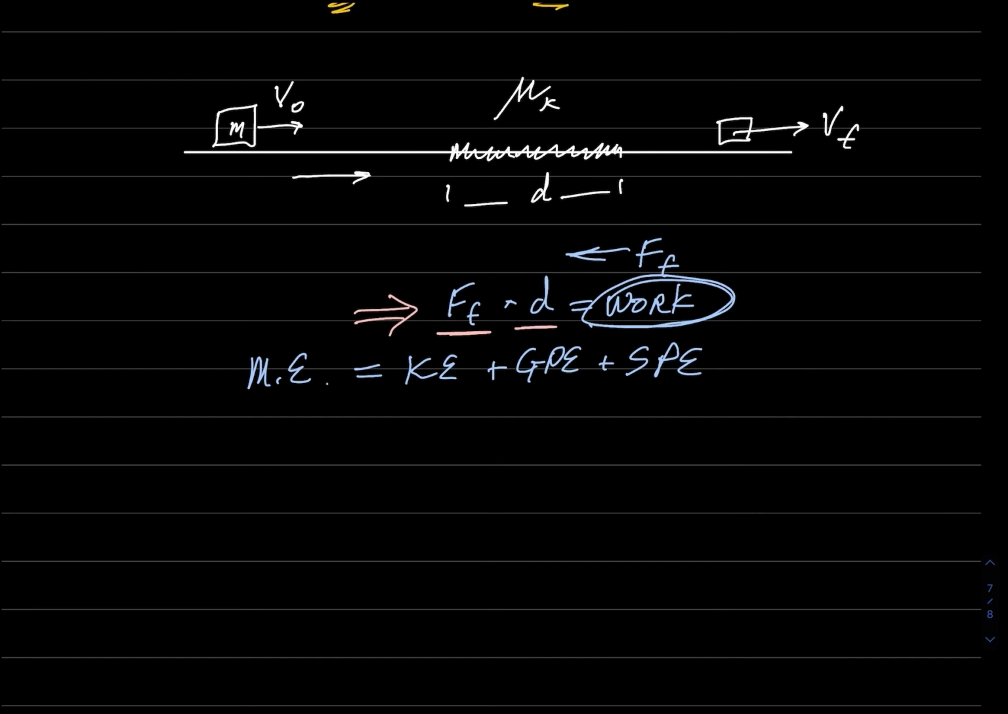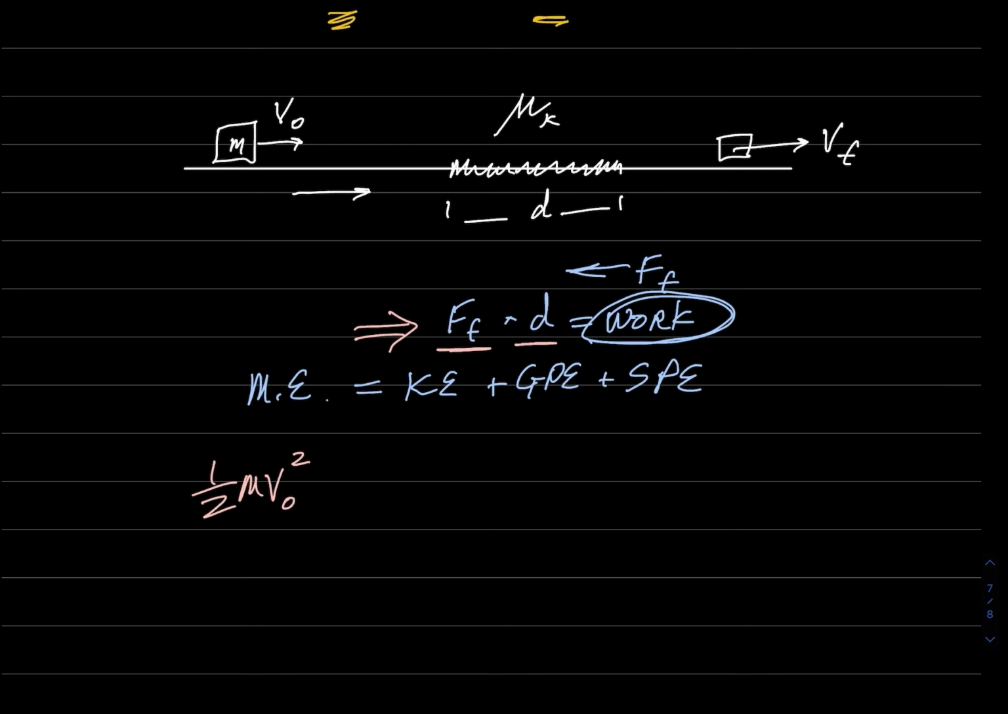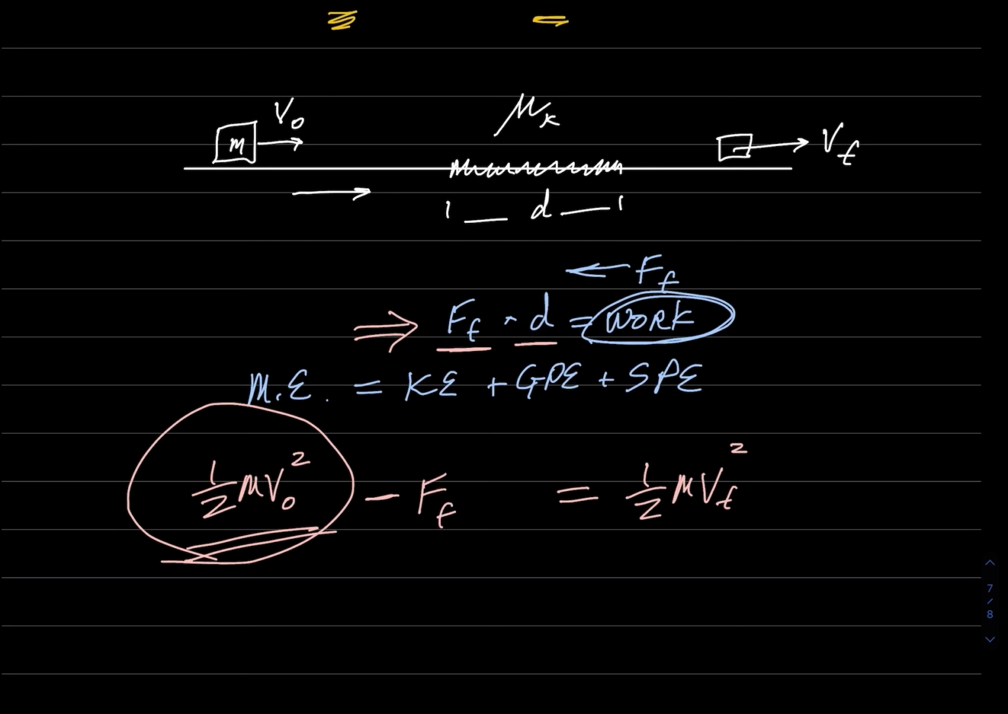So what do we have? We have the initial energy is 1/2 m v sub naught squared, and the final energy is not the same. The final energy is 1/2 m v final squared, and that's going to equal the initial energy minus the loss of energy due to friction. And that should be very obvious and make perfect sense to you. At the end, we will have what we started with less what we lost.